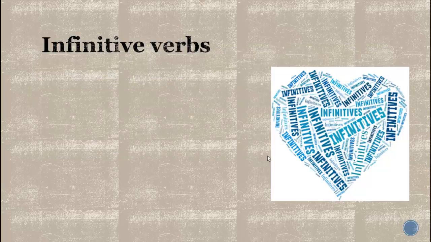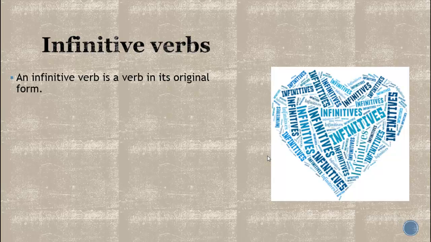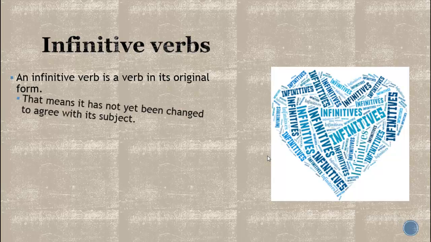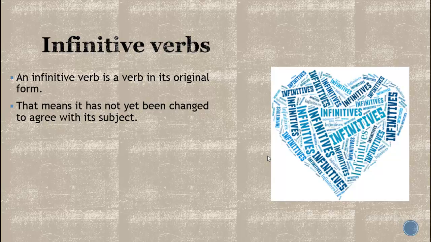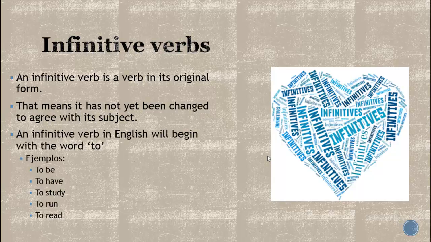So, the first thing we need to figure out is what is an infinitive verb? This is a term that's going to come up throughout your years in Spanish class, so you need to make sure that you do understand this. An infinitive verb is a verb in its original form. So basically that means that it does not yet have a subject and it has not been changed or conjugated to agree with its subject. An infinitive verb exists in English, and oftentimes or almost always it's going to start with the word to. So like to be, to have, to study, to run, to read, to listen, they all will start with to and followed by a verb.